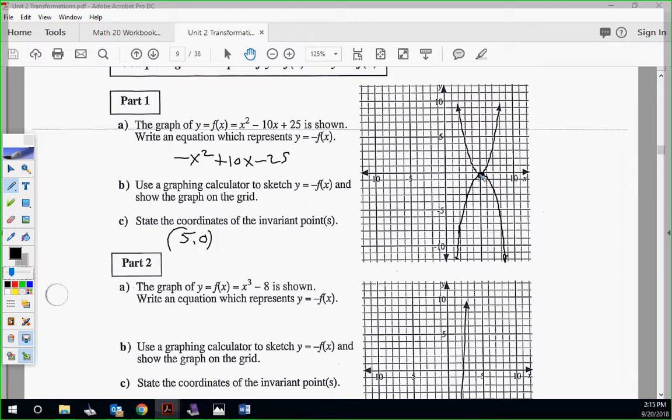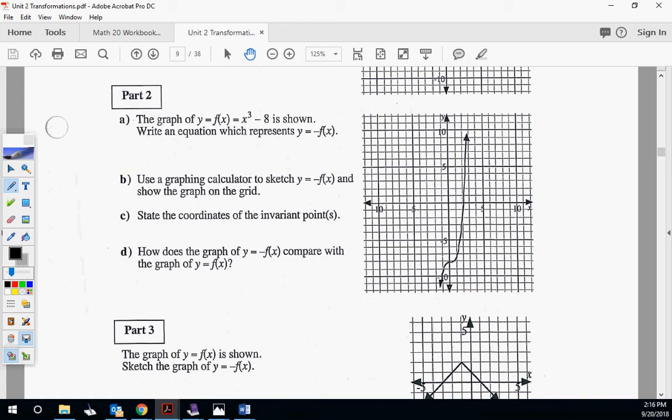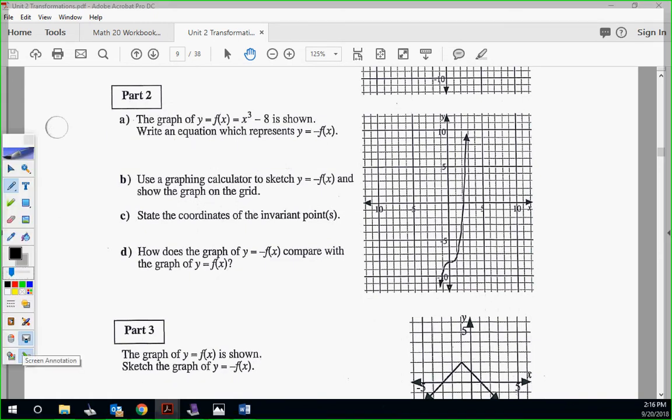Another way you could check your points is you could plug the 5 into the original, and plug the 5 into the changed. They should both get 0. All right. Part 2. Now we're looking at a cubic one. The graph of f of x equals x cubed minus 8 is shown.